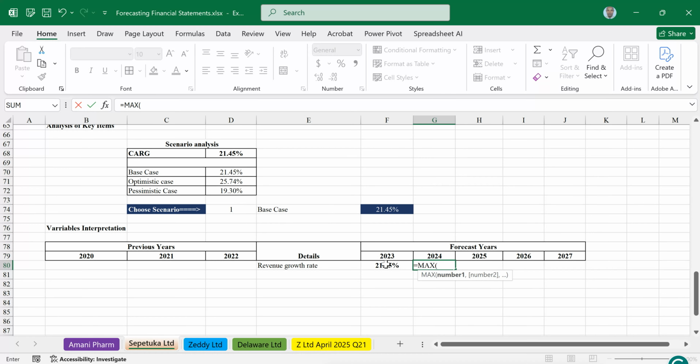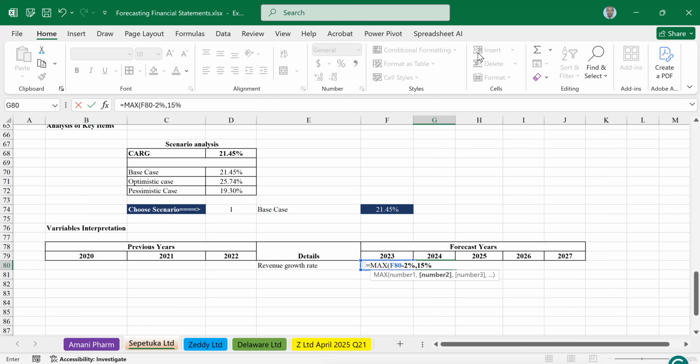Click on 21.45, 21.45 minus 2%, but, comma, it should be a minimum of 15%. It should not go below 15%. Close bracket and enter. So the first one is this.